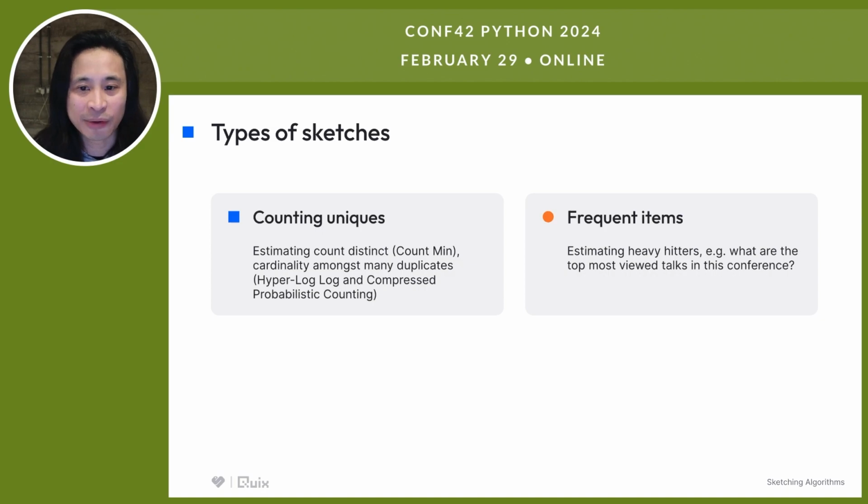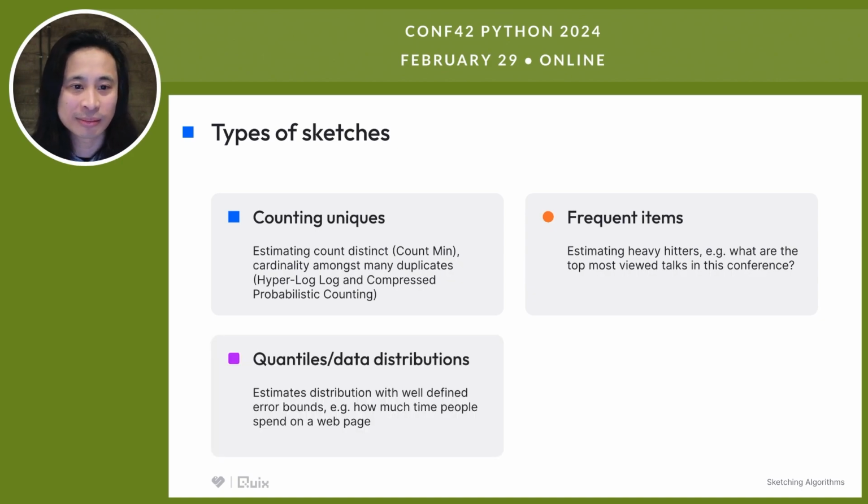You also can estimate frequent items. So this is good for recommender systems as well. When you estimate what are termed the heavy hitters or top K, for example, during Conf42, if we were streaming in the data, we could perform an approximation for what are the top most viewed talks in this conference.